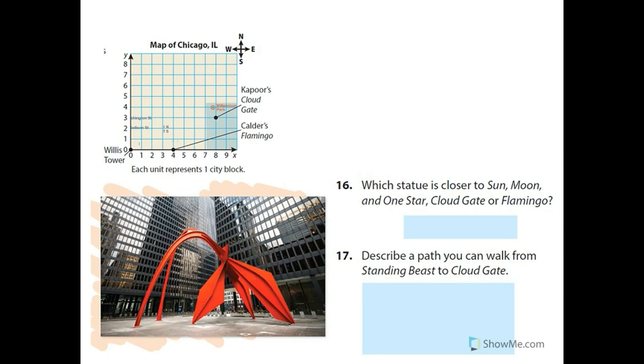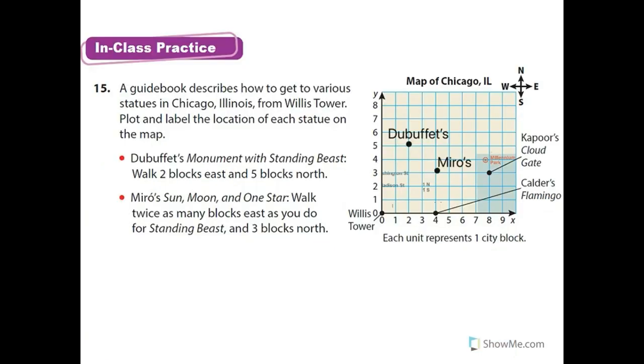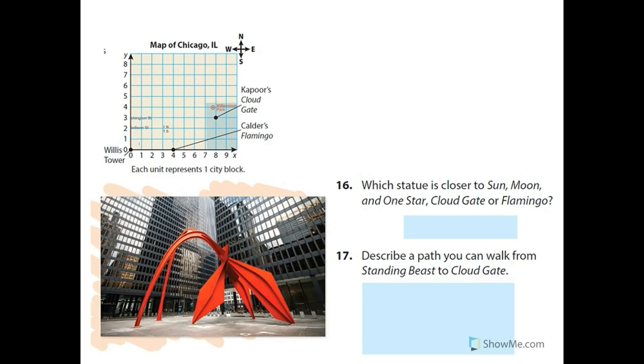So number 16 says, which statue is closer to Sun, Moon, and One Star, Cloud Gate or Flamingo? So we would have to go back. Which is closer to this one, Cloud Gate or Flamingo? I want you to check that out, see if you can answer it. Harry, go ahead and do that, and then we'll go over it. Alright, well look, you have to go 1, 2, 3 here, and then on this one you have to go 1, 2, 3, 4. So which is closer? Yeah, the Flamingo. So let's write in Flamingo.